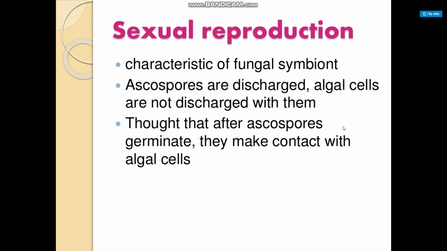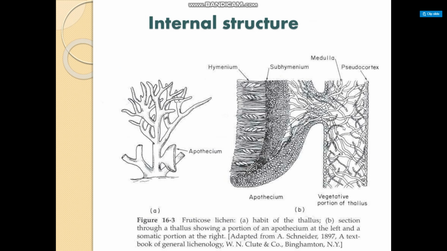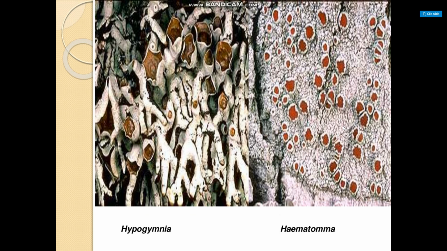Sexual reproduction is characteristic of fungal partners: ascospores are discharged and algal cells are not discharged with them. It is thought that after ascospores germinate, they make contact with the algal cell. This figure shows internal structures of a fruticose lichen, section through a thallus showing a portion of an apothecium on the left and somatic portion on the right. This is, for example, Hypogymnia and Hematomma.